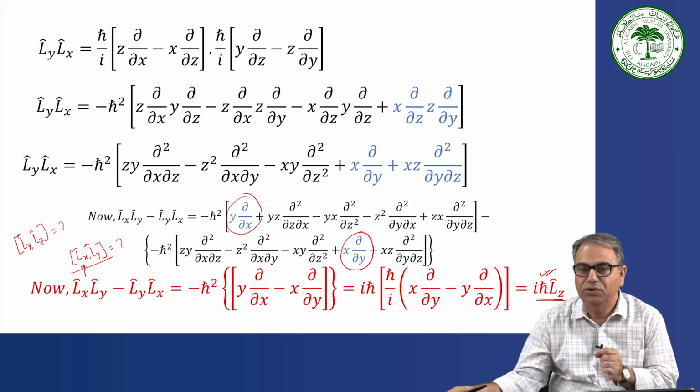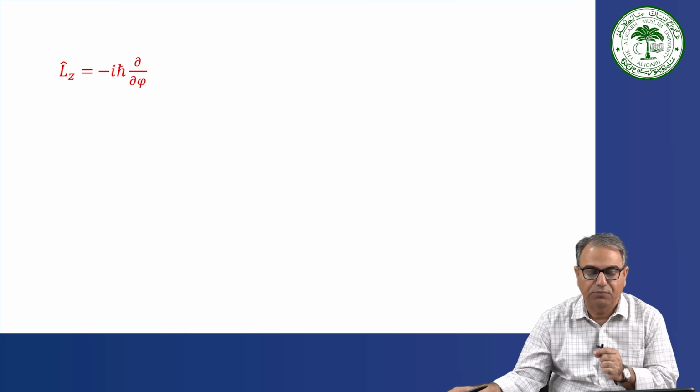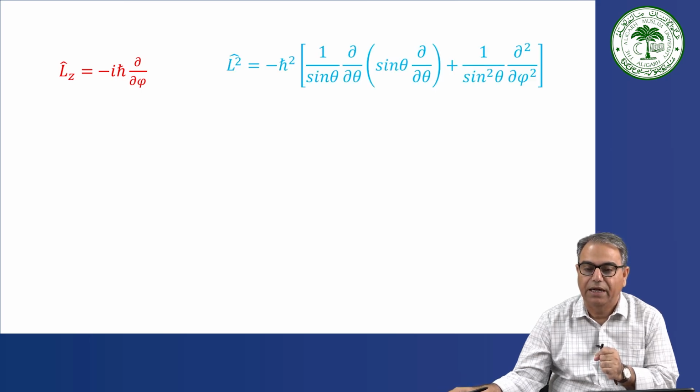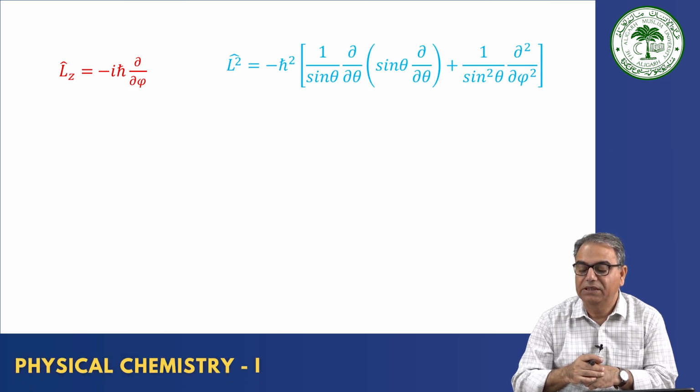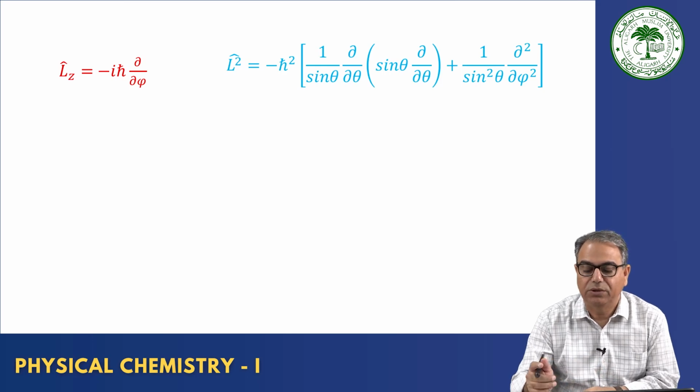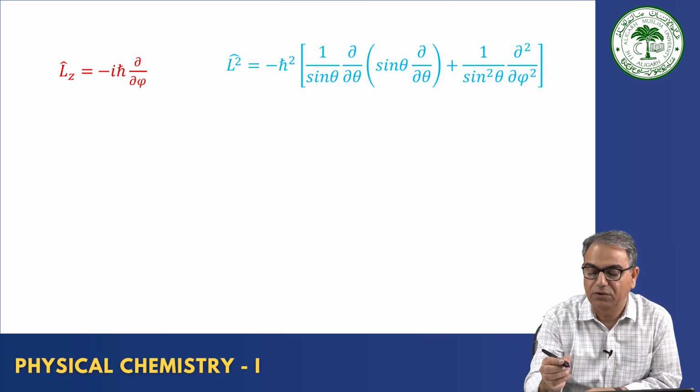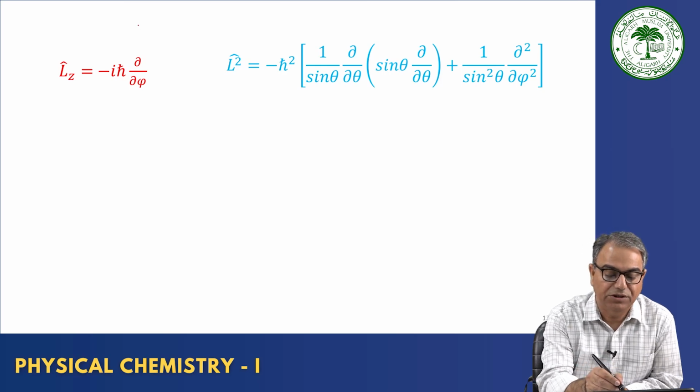In the next, I will be using the spherical polar coordinates, where Lz is minus I h cross del by del phi, and L square is minus h cross square 1 by sin theta del by del theta sin theta del by del theta plus 1 by sin square theta del square by del phi square. Okay, this you don't need to remember because you already know the conversion of the Laplacian operator.